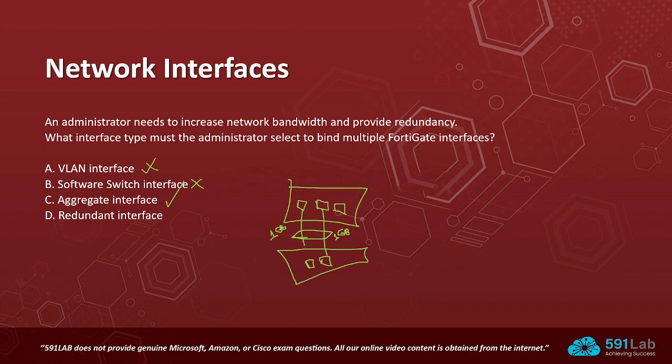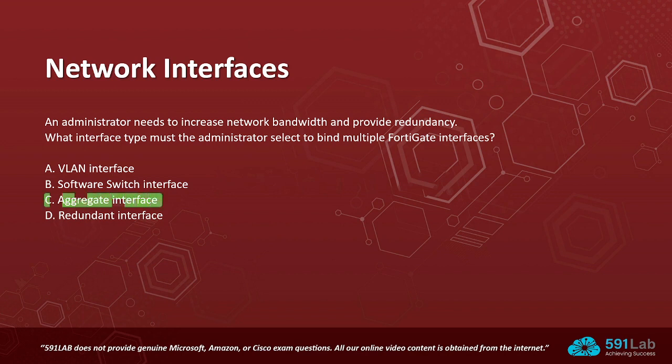And the next one, redundant interface, for me that is not true, because when you have a redundant interface, the traffic goes through only one interface, and when this interface fails, it goes to the other interface. So that doesn't add bandwidth. As we can see there, the correct answer was option C.